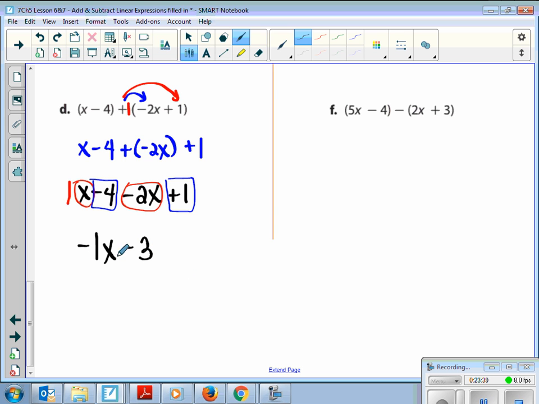Now, normally we're not going to write a negative 1 in front of the variable, right? You're not going to write the 1. So here, we've got negative 1. Can I just write this as a negative x? Is everybody clear? So negative x minus 3. Is everybody clear?